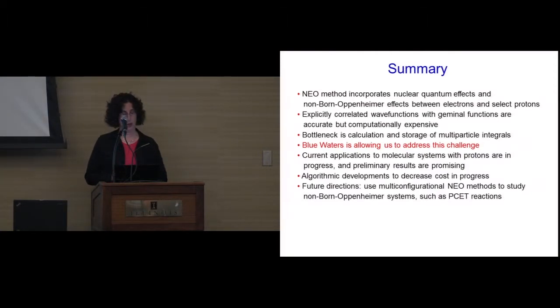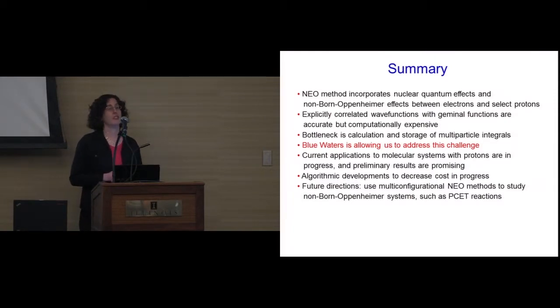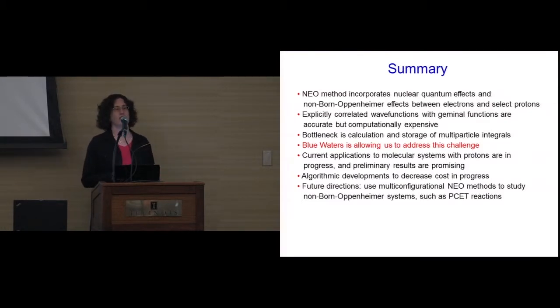We're able to run with a large number of nodes simultaneously. And our current applications to molecular systems with protons are going right now. They're ongoing. And the preliminary results so far are promising. But at the same time, we realize we need to develop the algorithms together with using fast computers. So we're also developing faster integral code and also some algorithmic enhancements that will allow us to avoid integral screening and other tricks that will allow us to look at larger systems.